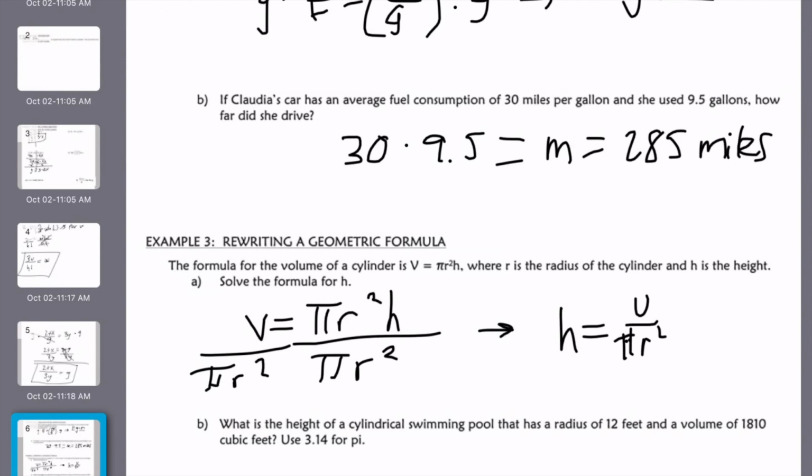And let's use this to try to figure things out. The height of a cylindrical swimming pool that has a radius of 12 feet and a volume of 1,810 cubic feet, what is the height? So all I have to do is plug in this information in the appropriate spots. So 1,810 over 3.14 times 12 squared equals the height, and that equals 4 feet.